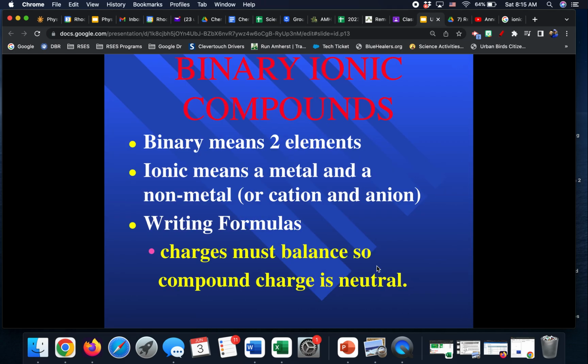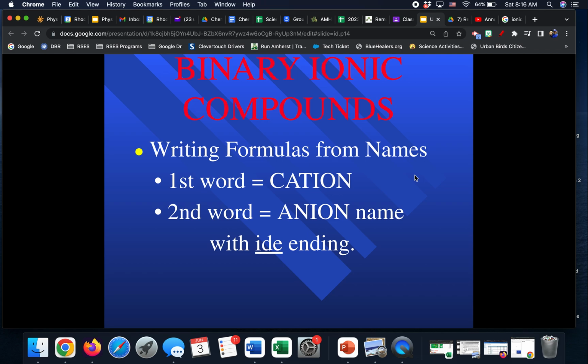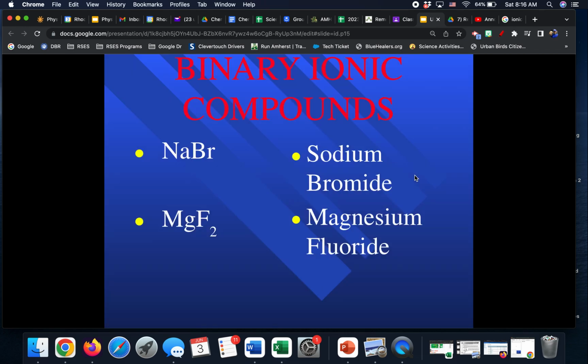If we're in Group 1 or 2, we have a metal, and it's going to be bound with a nonmetal. That's what we're talking about today. That's all we're going to be learning about today, how to name these ionic, cation, anion, metal, nonmetal compounds. And when you do that, it's pretty easy. You just write the first metal, the cation, and then the second word, the nonmetal, the anion, you change the ending of it to IDE.